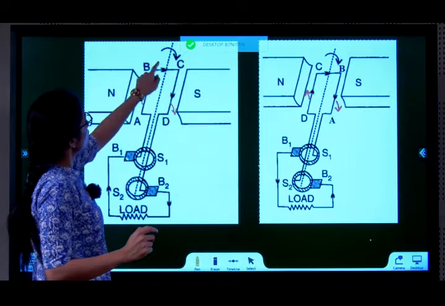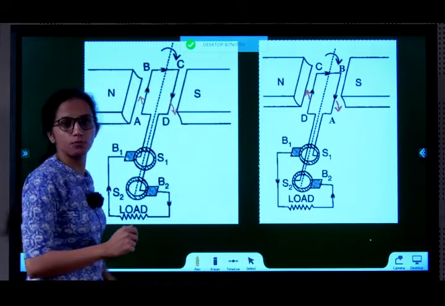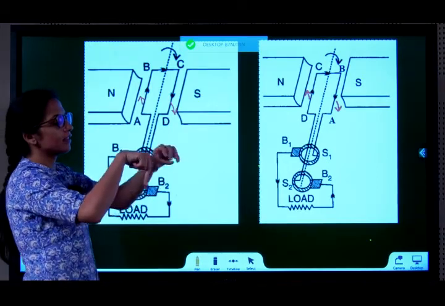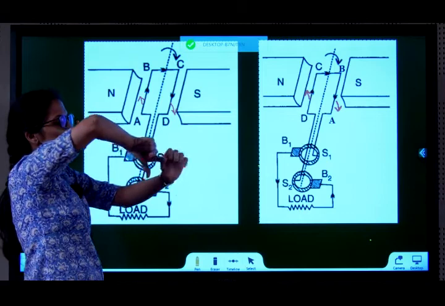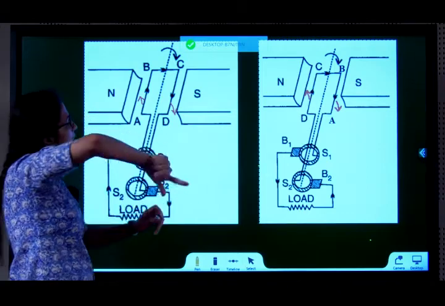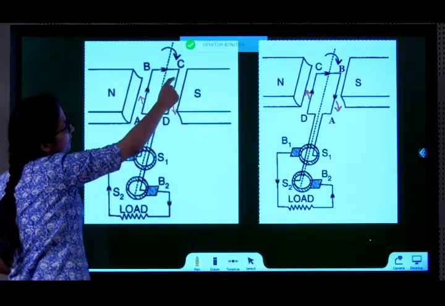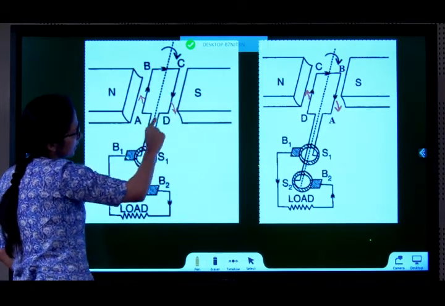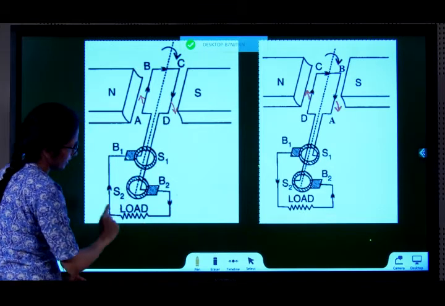Next, come to CD. CD is moving downwards. The field is as it is. Keep it as it is and put the thumb downwards. Current is coming from C to D, so the arrow is from here to here. So current is going from A to B, C to D, and thus it will flow like this.